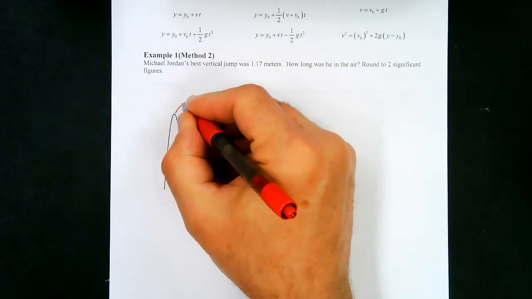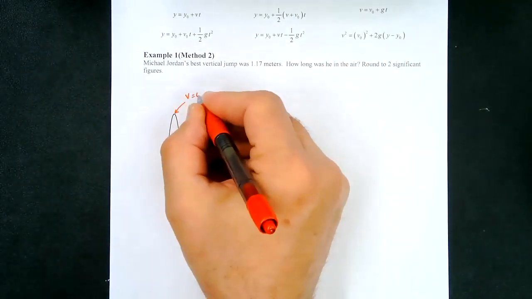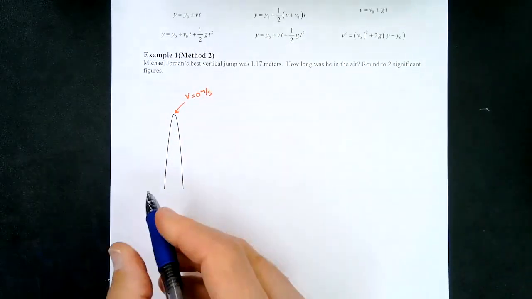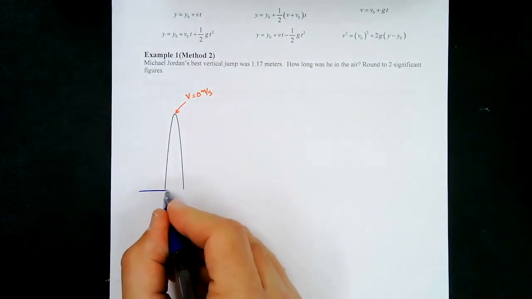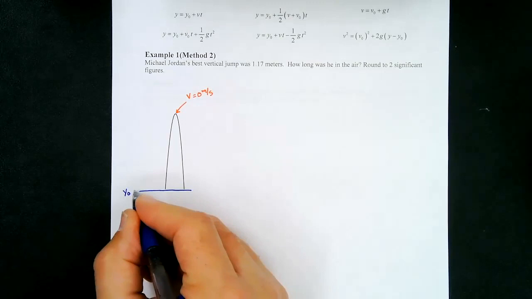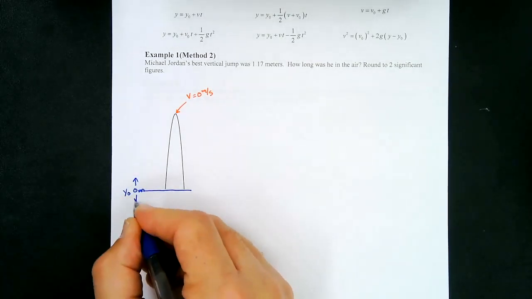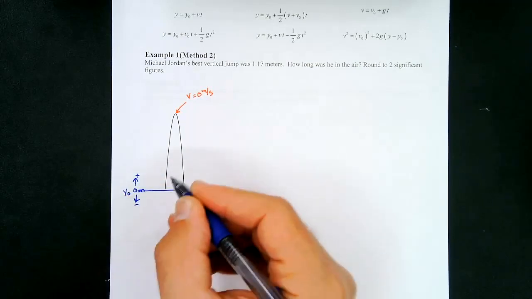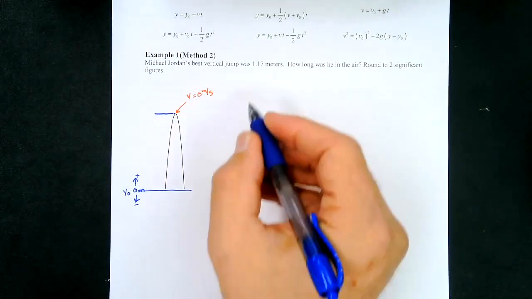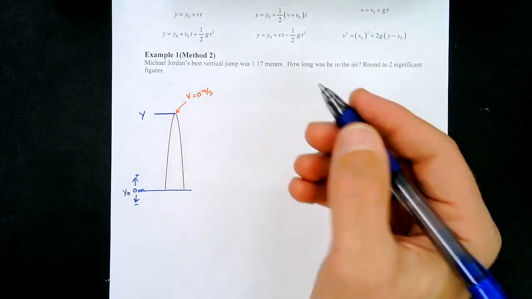But up here, we recognize again that the velocity when he reaches the top is 0 meters per second. Again, down here, we're going to measure from the ground floor, the floor of the court, right? And that's going to be my starting position, and it's going to be 0 meters. And going up is going to be positive, and going down is going to be negative. And so this height right here, when he reaches this velocity of 0, that's going to be his y, and it's going to be 1.17.